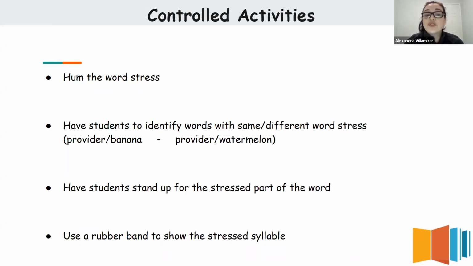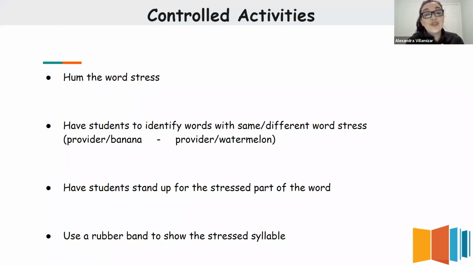You can also have students stand up or raise their hand when they hear the stressed part of the word, the stressed syllable. You can also use a rubber band. You take a rubber band and show them how you stretch the rubber band when you hear the stress syllable. This one is a very good activity because it involves students moving their mouth, so it helps those who need that kind of exercise.